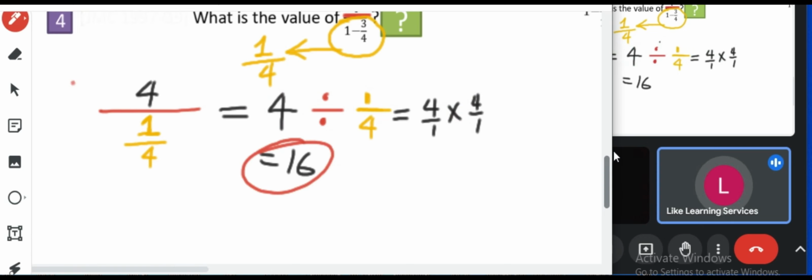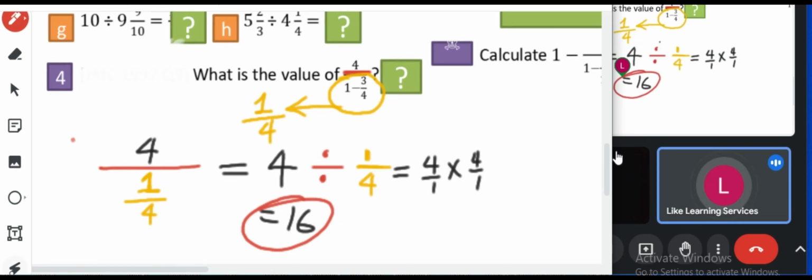I hope you got it. You understood the method. Simplify the denominator, which is 1 over 4. And the numerator is 4, it means 4 divided by 1 over 4. So 4 divided by 1 over 4. Okay.